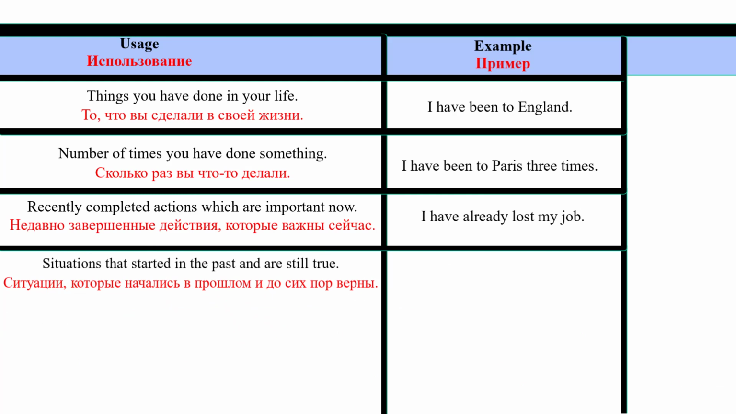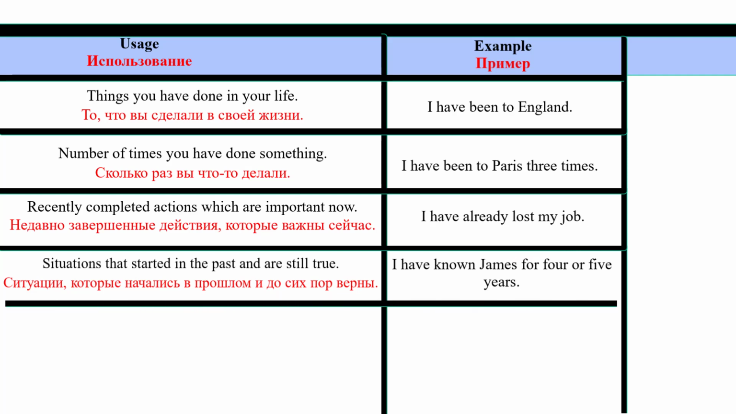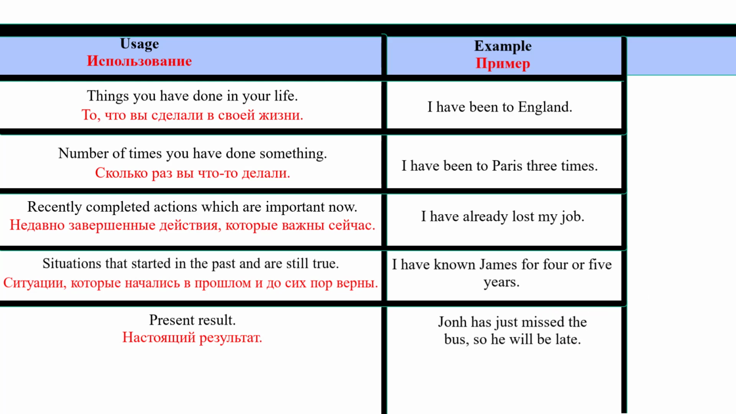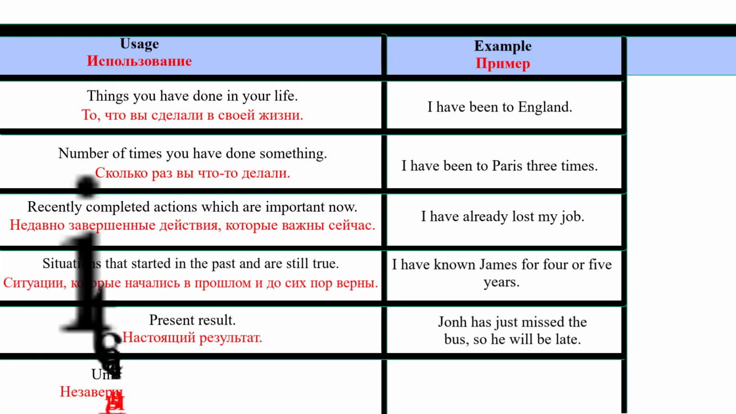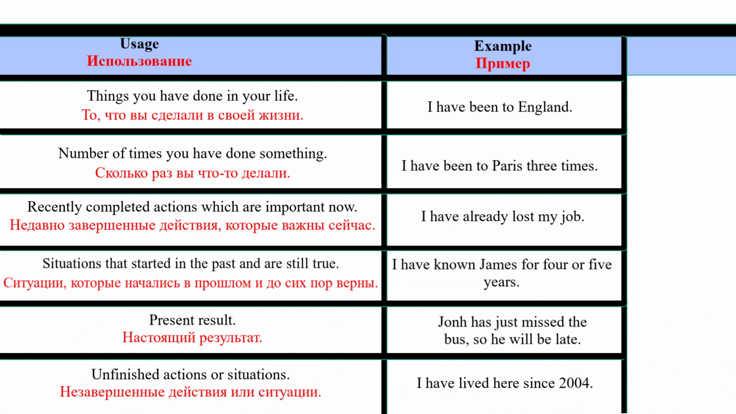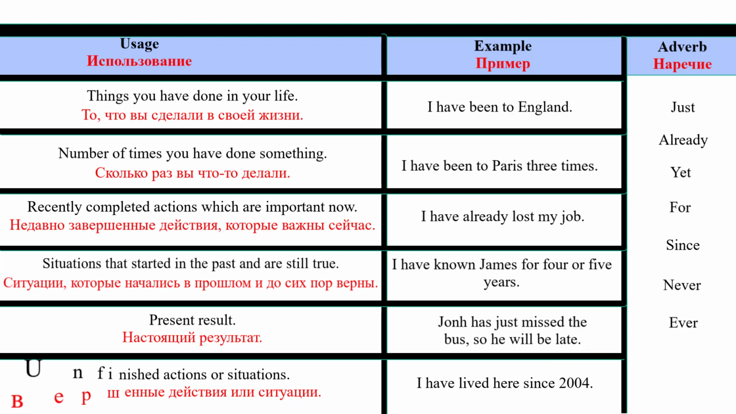Situations that started in the past and are still true: I have known James for 4 or 5 years. Present result: John has just missed the bus, so he will be late. I have lived here since 2004. Adverbs: just, already, yet, for, since, never, ever.